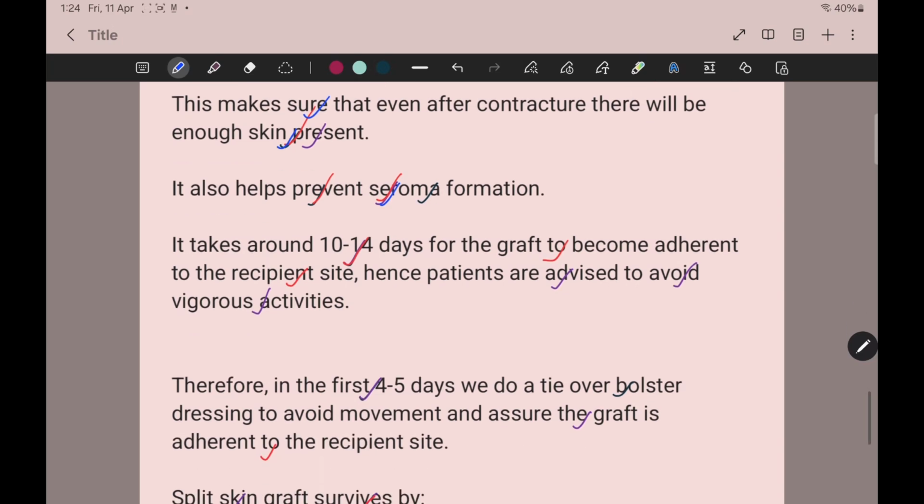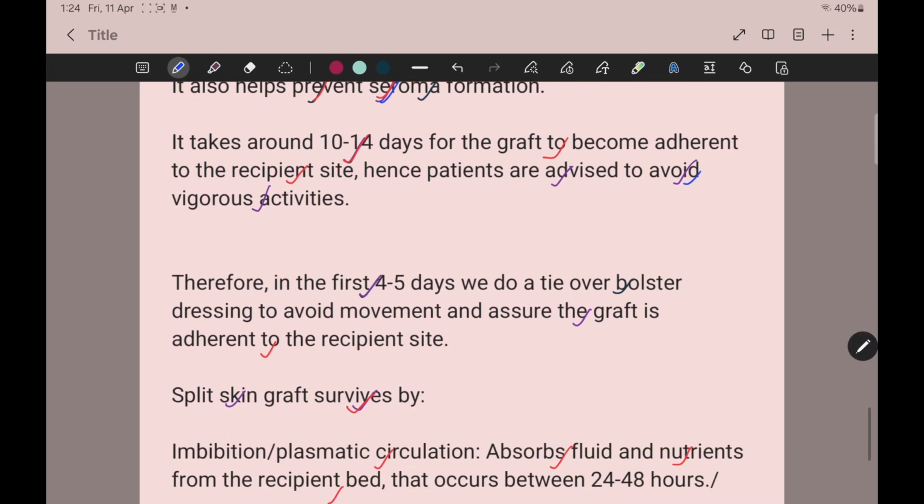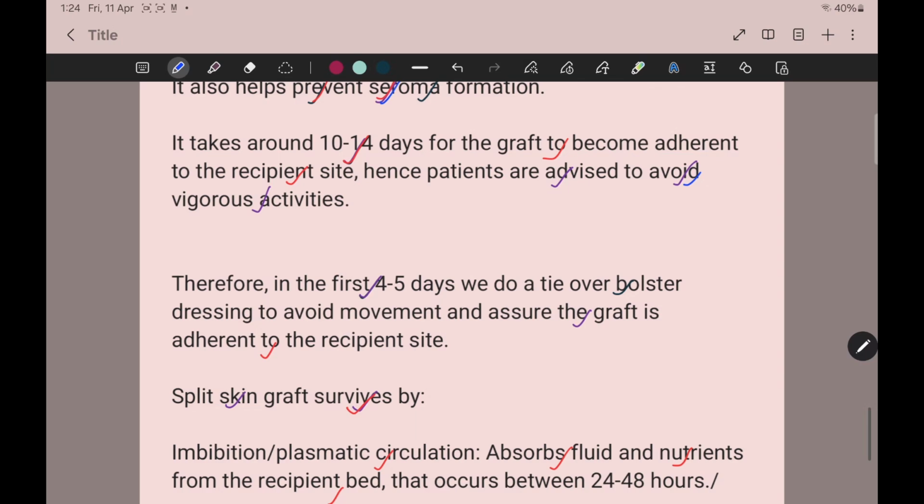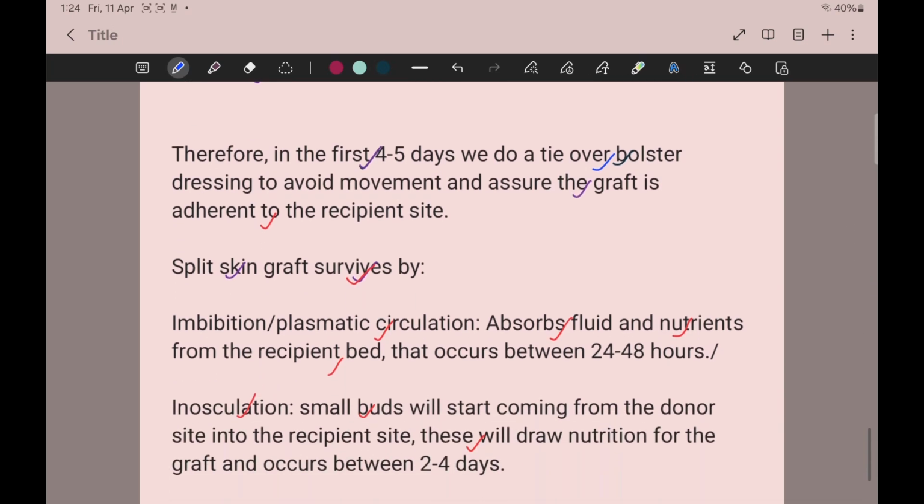It takes around 10 to 14 days for the graft to become adherent to the recipient site. Hence, the patient is advised to avoid any vigorous activities or movement. Therefore, in the first 4 to 5 days, we do a tie-over bolster dressing to avoid movement and ensure the graft is adherent to the recipient site.